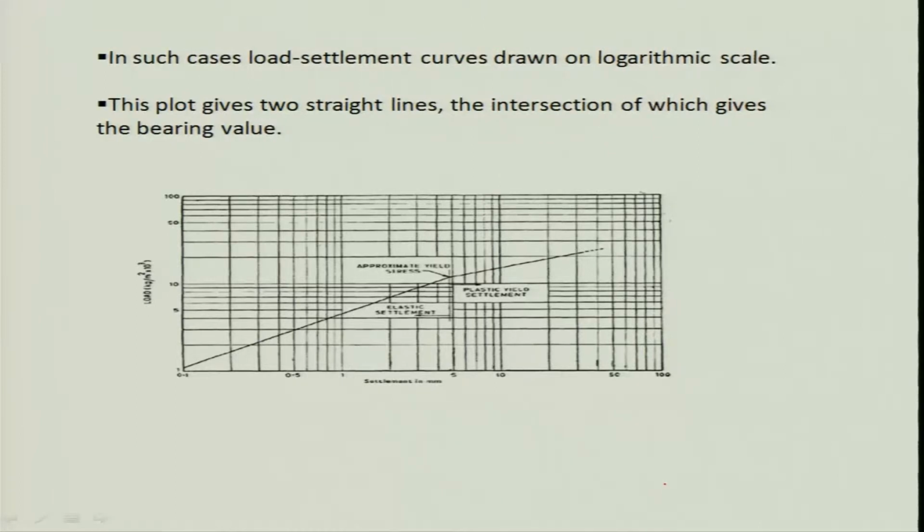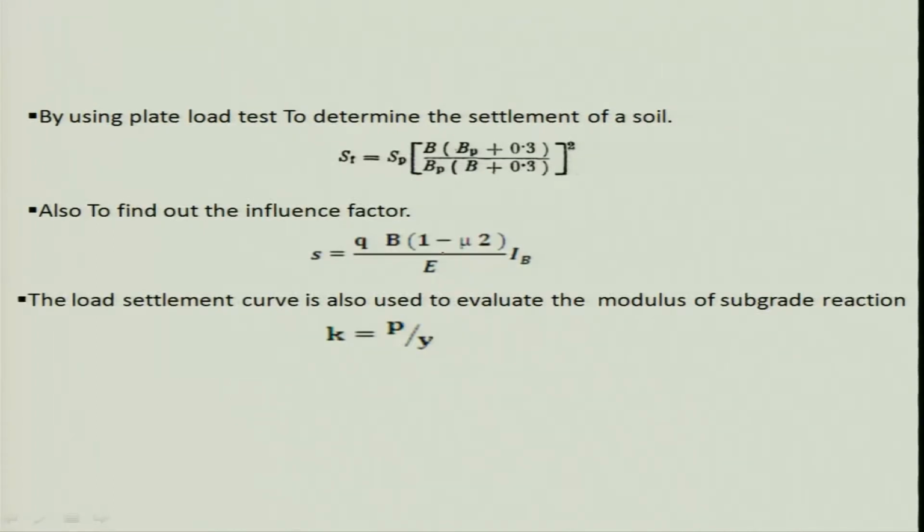Where the yield point is not well defined, where you are getting a kind of straight line, in that case you plot it on a logarithmic scale, then we will get an approximate value of the intersections here and here. In such cases, load settlement curves drawn on a logarithmic scale give two straight lines, and the intersection of which gives the bearing value. This I have already discussed. This part, subgrade modulus, I am not discussing. Once I start the foundation design, I am going to discuss it in detail.